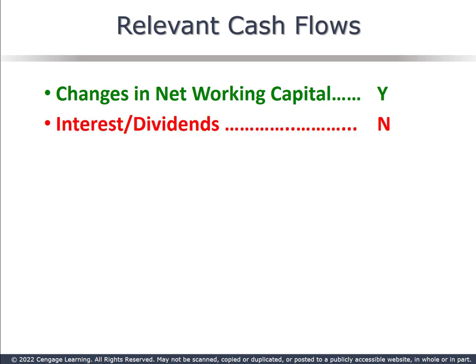Interest and dividends are not relevant. The assumption is that all projects are funded by the same mix of debt and equity as the firm, which is reflected in the weighted average cost of capital. To charge a project with interest or dividend expense would be double counting.